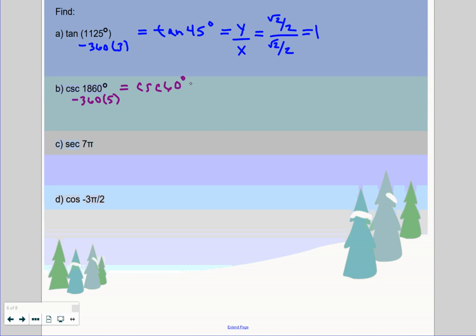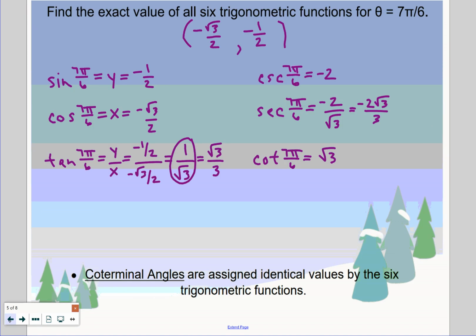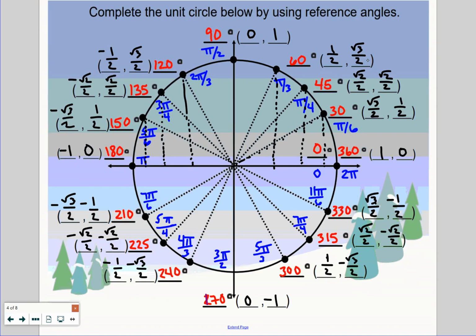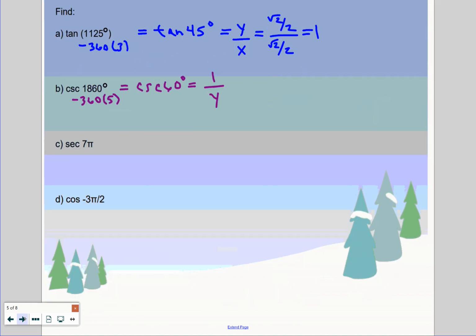All right, so cosecant is the reciprocal of sine. Sine is my y-coordinate. So I need to find the reciprocal of my y-coordinate at 60 degrees. So if you look back at your unit circle, 60 degrees, that's our 60-degree reference angle. My y coordinate is rad 3 over 2. All we have to do is flip it, 2 over rad 3, and then we know we want to rationalize that, multiply the top and the bottom by rad 3 over 3. So I get 2 rad 3 over 3.